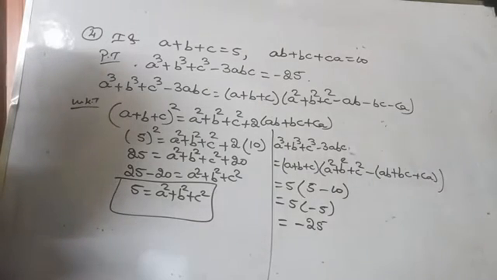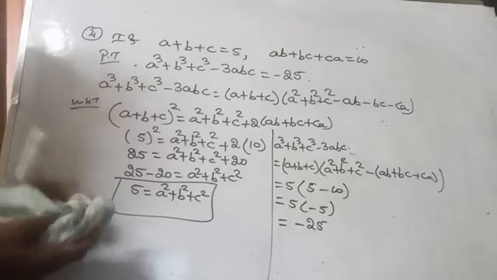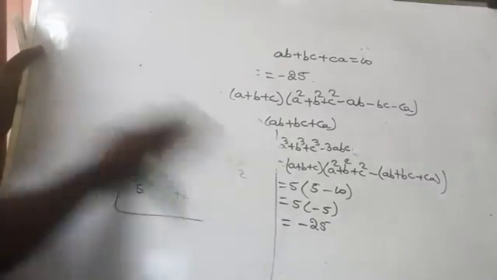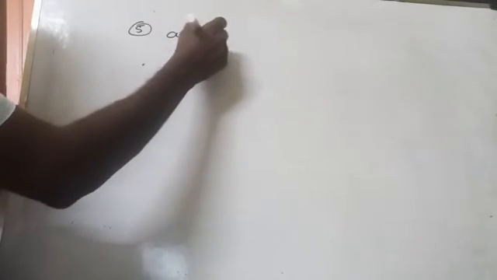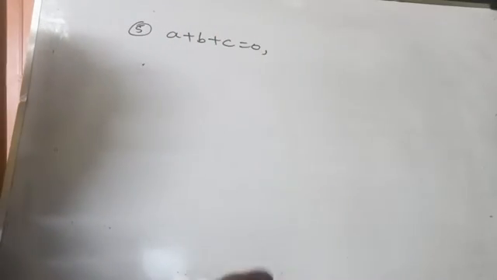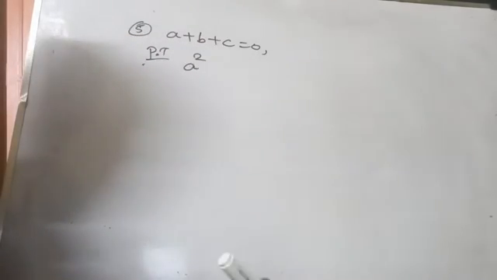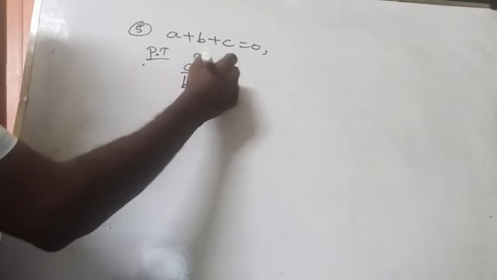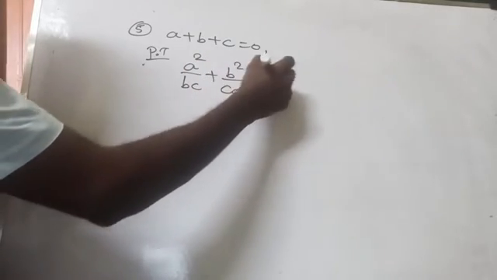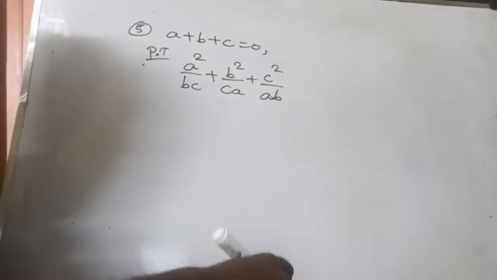And then one more question we will do. Wait. If A, B, C are all non-zero and A plus B plus C equal to 0, prove that A square by BC plus B square by CA plus C square by AB is equal to 3. I think so. Yes.